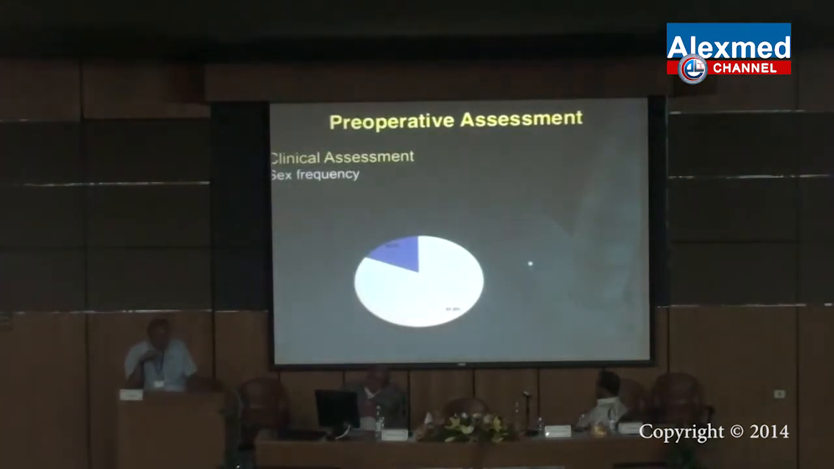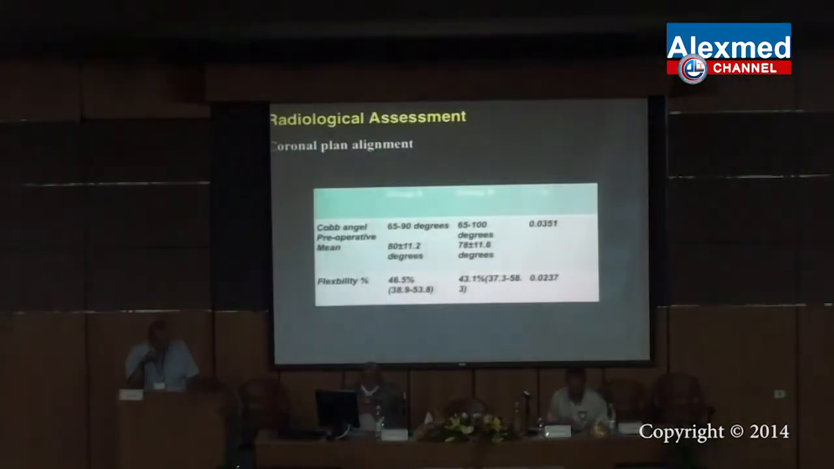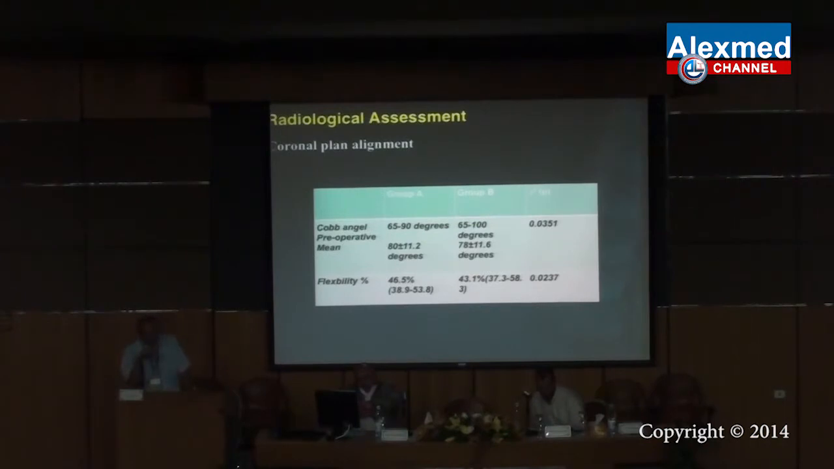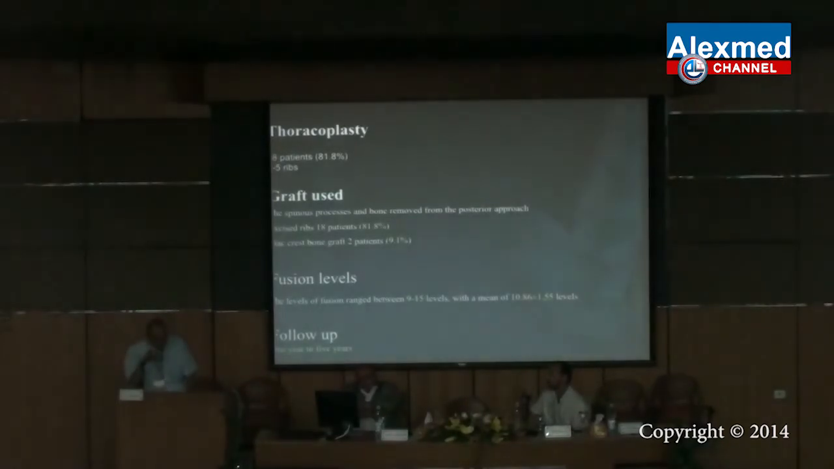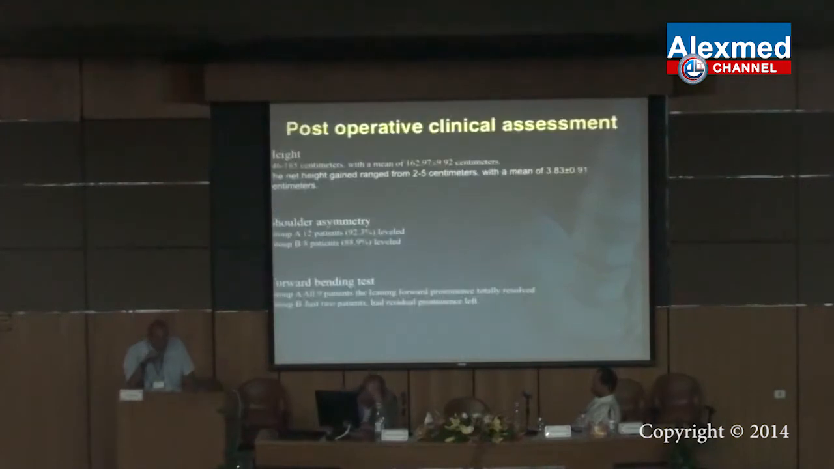Our results: the females were dominating the study, with a ratio of 81% females. The most common age was 15 years old. For the Cobb angle of the two groups, we insisted that both of them be high grade, so the mean was 80 in group A and 78 in group B, with the mean flexibility 46 here and 43 here. Thoracoplasty was used in 18 patients. The graft was from the spinal scoliosis and the excised rib. Fusion levels ranged from 9 to 15 and follow-up from 1 to 5 years. The height gain was about 2 to 5 centimeters.